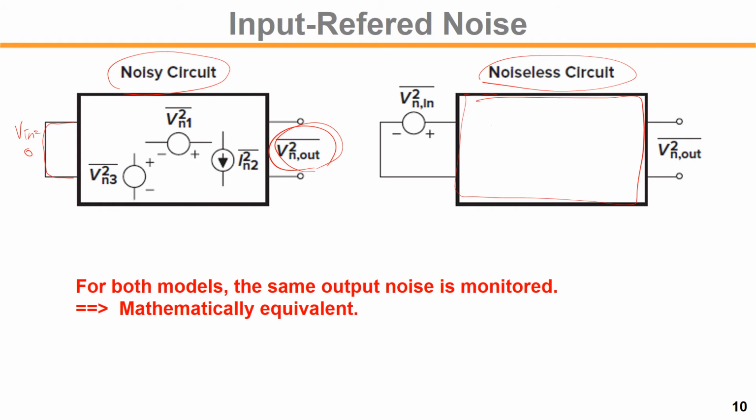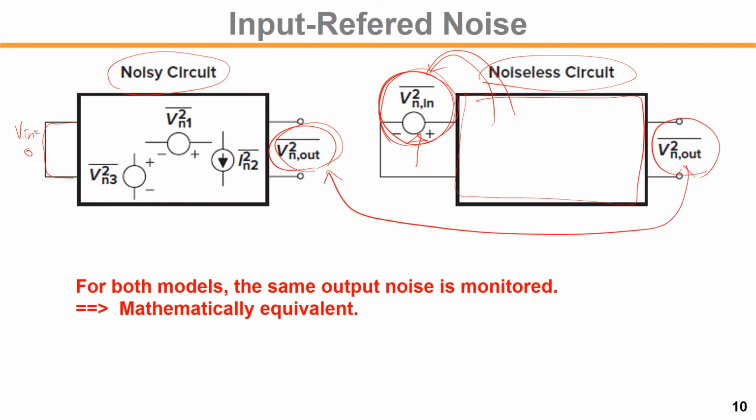All the noise is lumped into an input noise voltage like this. We find that lumped input noise voltage that results in the same output noise, Vn out. Then we say that Vn in is the input reference noise. So for both the left and right models, the same output noise is monitored at the output. So mathematically, those are equivalent.